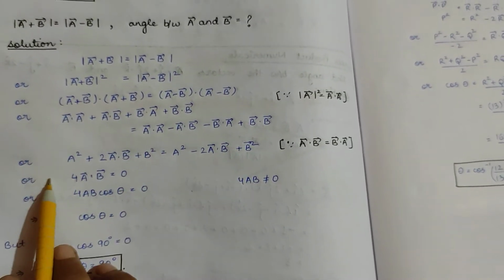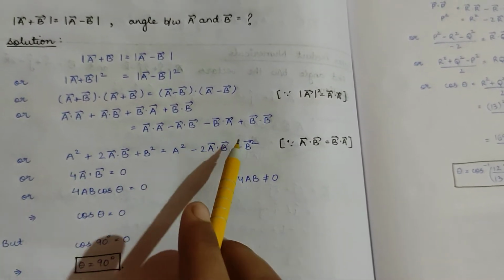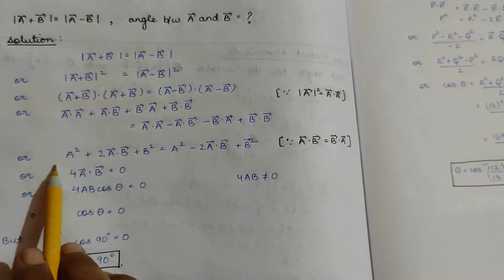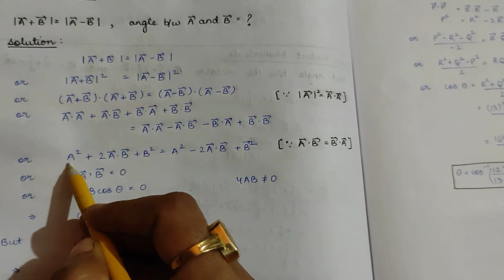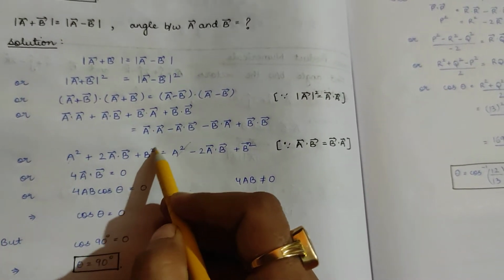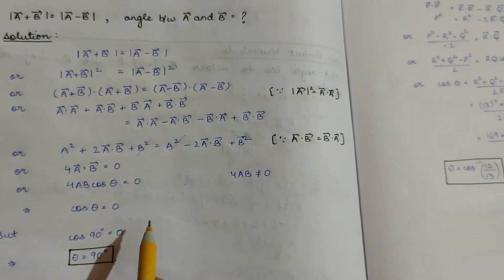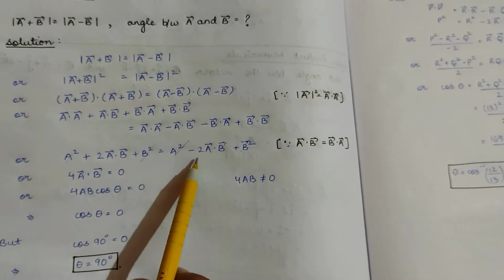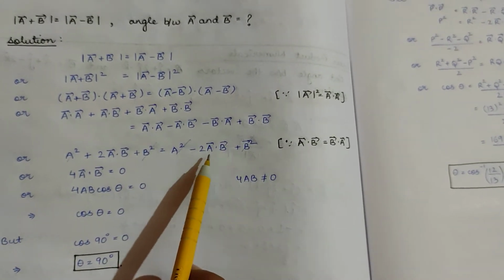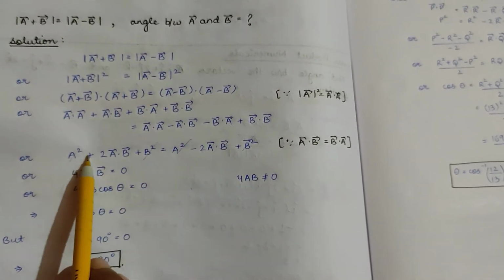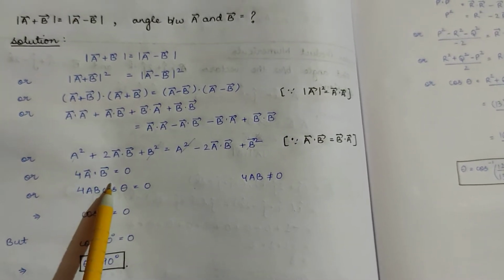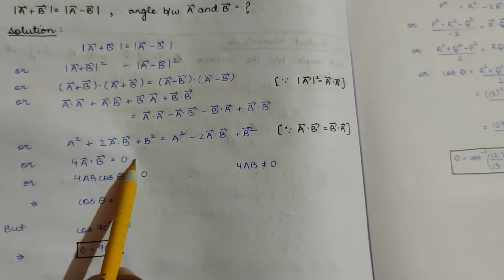So when it comes to the other side, it will become negative. This will also become negative, and we have two with positive values. So these will get cancelled. Okay, A square and A square will get cancelled. B square and B square get cancelled. Now we are only left with 2 vector A dot vector B minus 2 vector A dot vector B. When we take it to the left side, it will become plus, so it will give us 4 vector A dot vector B is equal to 0.